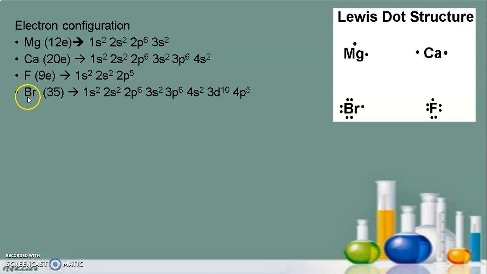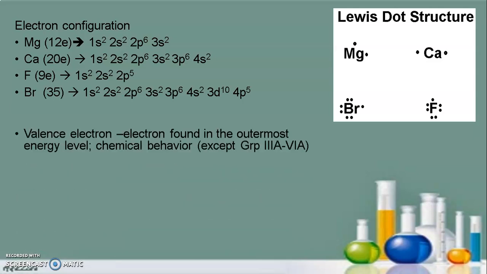Now for bromine, which has 35 electrons, the highest principal quantum number is 4. So you have 4s2 and 4p5. If you take the total of the electrons in the fourth energy level, you have 2 plus 5, and that is 7, which also means that bromine is also found in group 7.